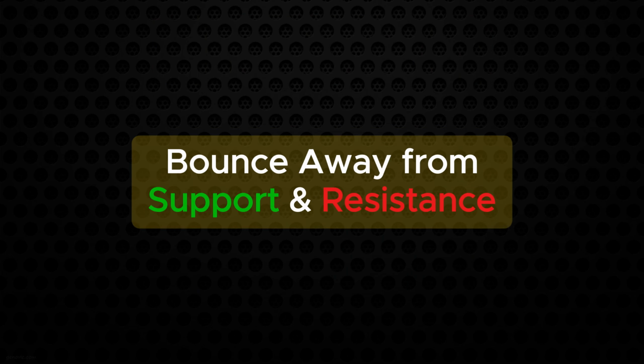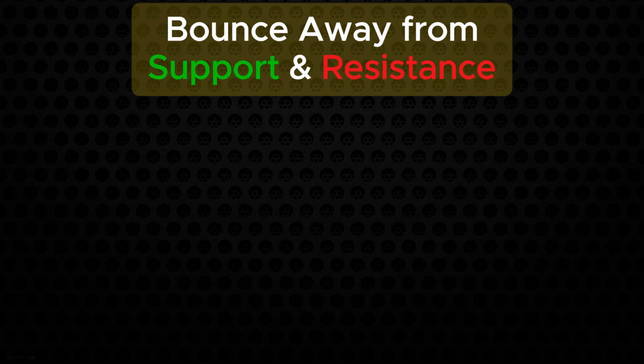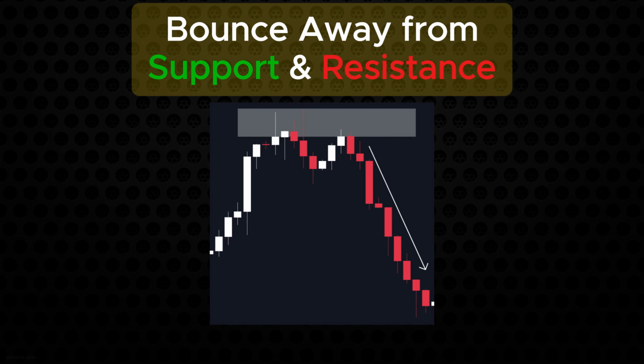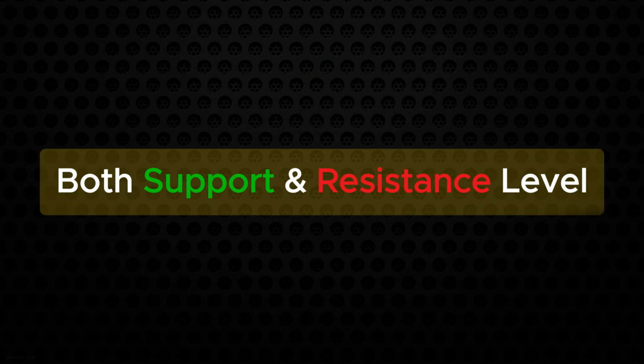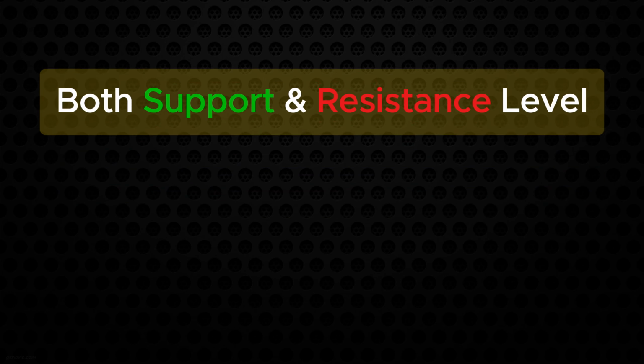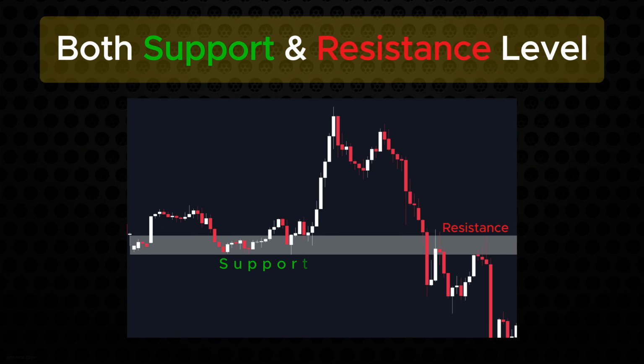Third, the bounce away from the support or resistance should be drastic. It means price should bounce back from that point instantly with heavy momentum. It will represent the strength of sellers or buyers at that level. Fourth, the level has provided both support and resistance. It means the level has been respected by both support and resistance.